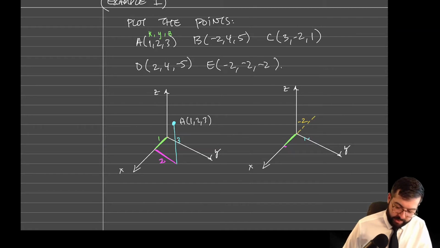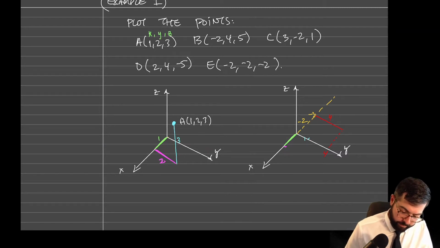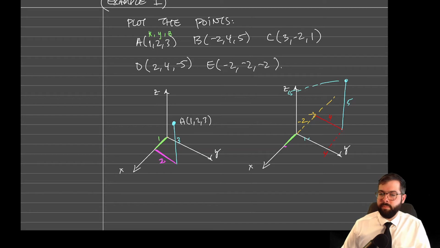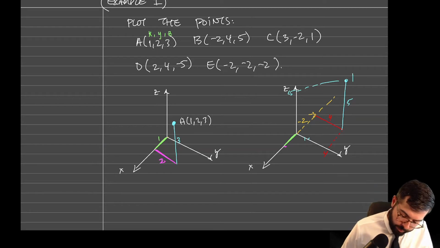All right, so here's my -2. Extend back through the x-axis in the other direction. Up 4 in the y. So that's like here, this is the 4. Here's the 2. And then up 5 from here. If we were to sketch this over, this is at a height of 5 on the z. So here's B.